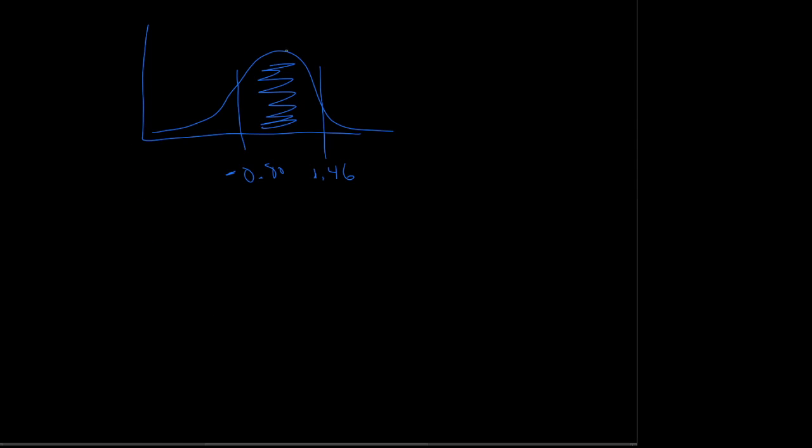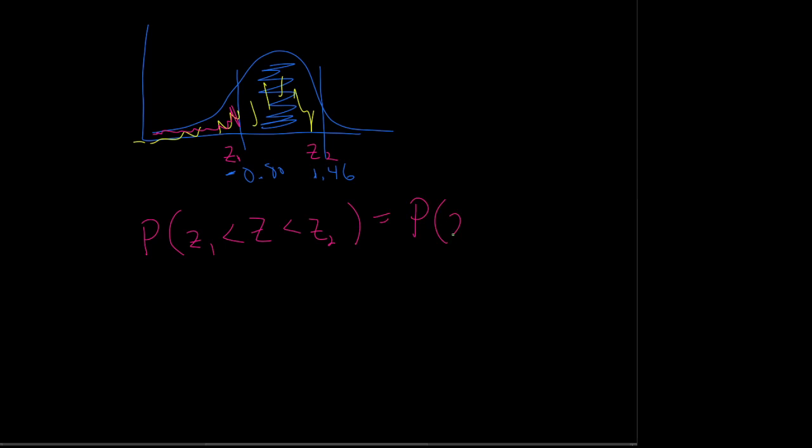Well, if I know all the area up to here, and I know the area here, if I take all of this and I subtract that pink bit out, I get the stuff in the middle. And so the probability, I'm going to call this Z1 for the lower one and Z2 for the higher one. The probability of my value being in between the lower and the upper is equal to the probability of the upper minus the probability of the lower. I get the area up to here, and I subtract out this bit, and I'm left with that.